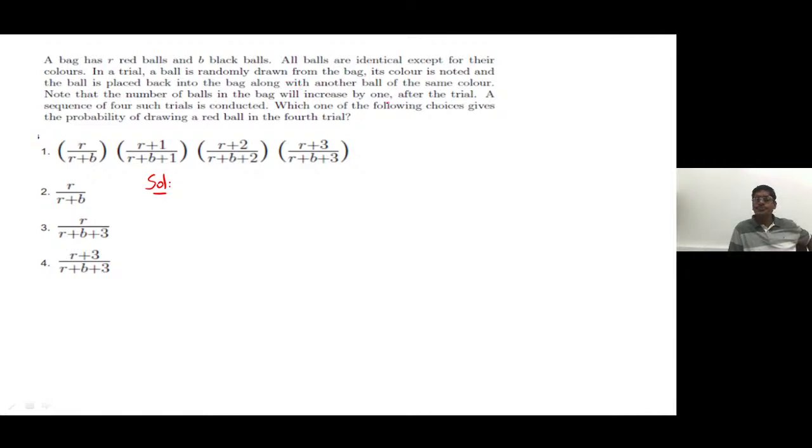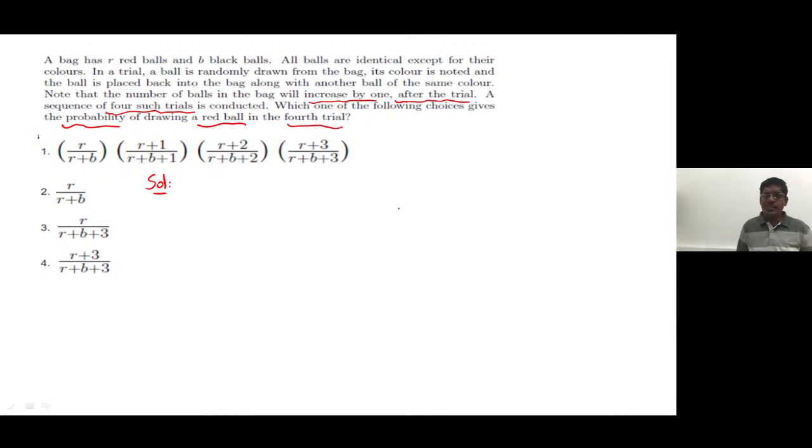Now, increase by 1 after the trial. Please underline that. So after picking the first ball, the number of balls in the bag increased by 1. After picking the second ball, the bag contains one more ball again. That is the meaning. A sequence of 4 such trials, so the experiment is conducted 4 times. Which one of the following choices gives the probability of drawing a red ball in the 4th trial?